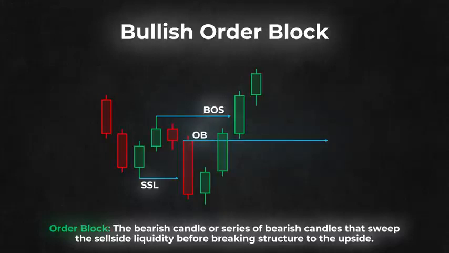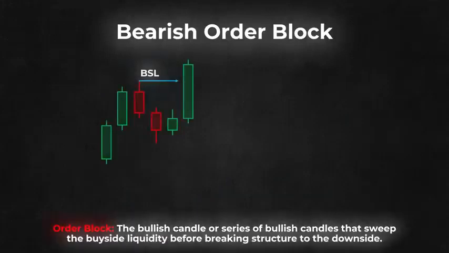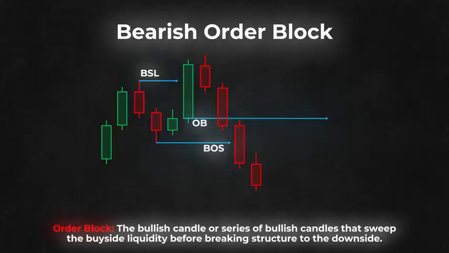Price will often retrace back to the order block before moving higher. The bearish variation of an order block is formed by the large body bullish candle or series of large body bullish candles that sweep buy side liquidity and then lead to a break of an old low right after it, which in this case is called break of structure. The order block occurs at the open of the large body bullish candle that sweeps buy side liquidity. Price will often retrace back to the order block before moving lower.